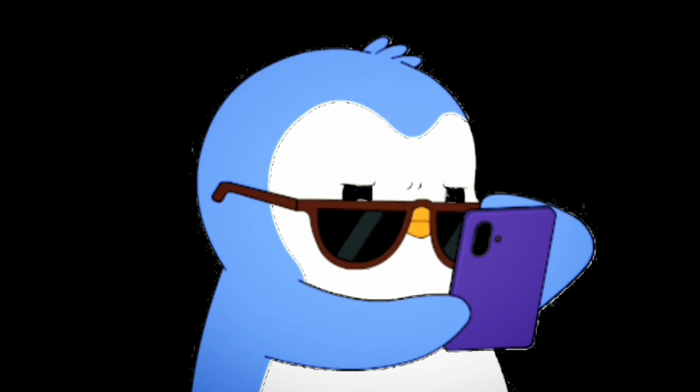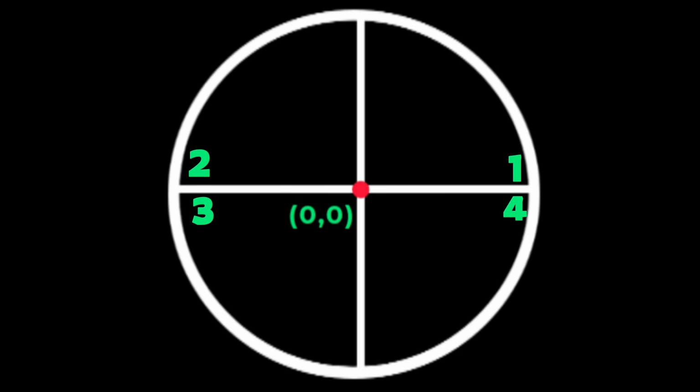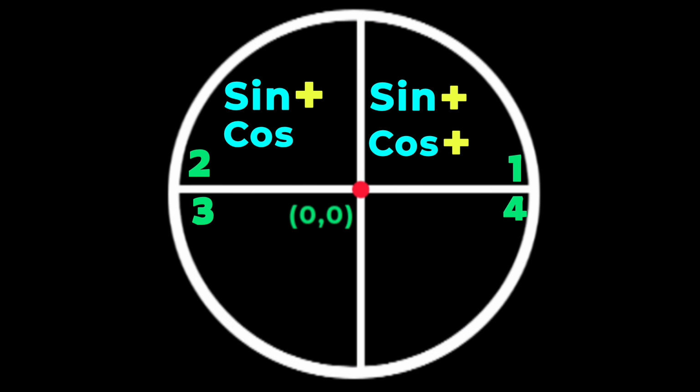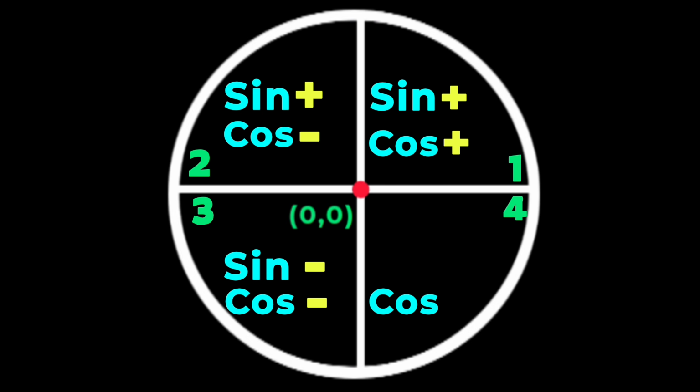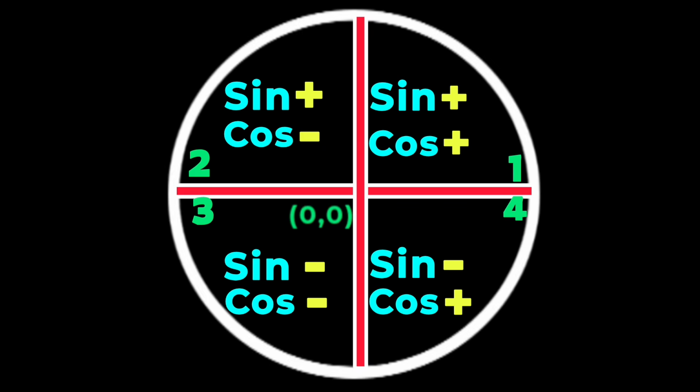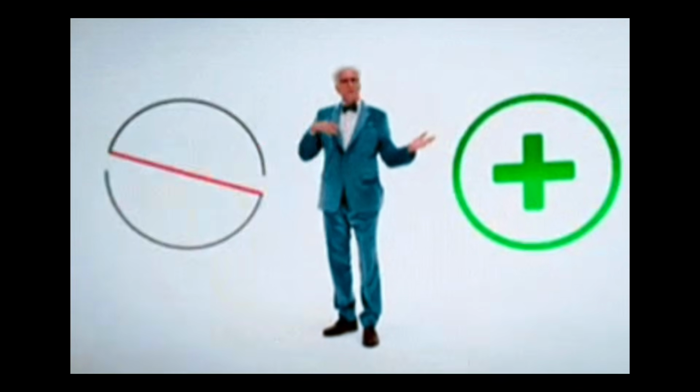Now look at one more pattern. The unit circle has 4 quadrants. In the first quadrant, sine and cosine are both positive. In the second quadrant, sine remains positive but cosine becomes negative. In the third quadrant, both become negative. In the fourth quadrant, cosine becomes positive again, while sine remains negative. Knowing only the quadrant often tells you whether the answer should be positive or negative.